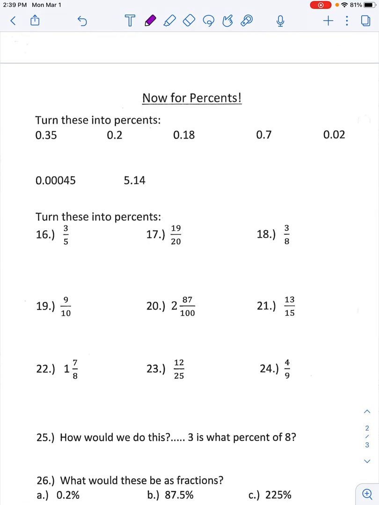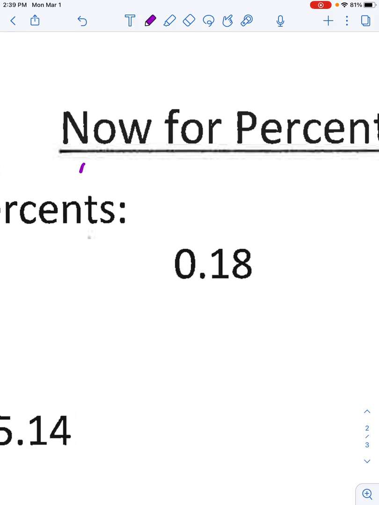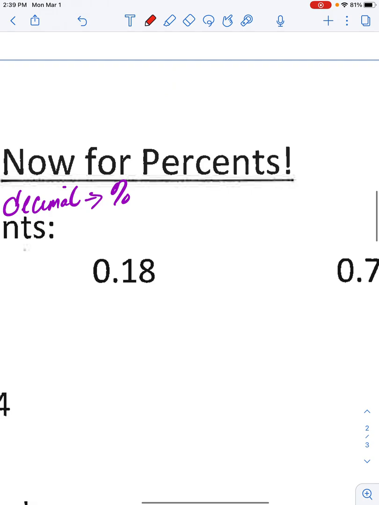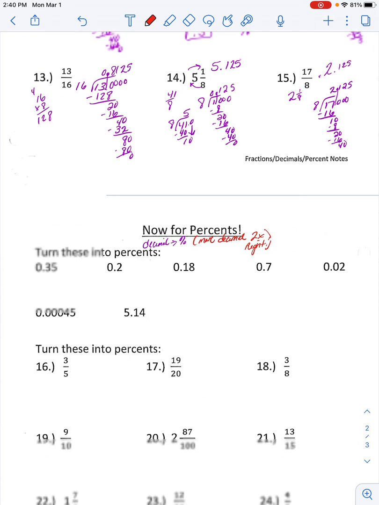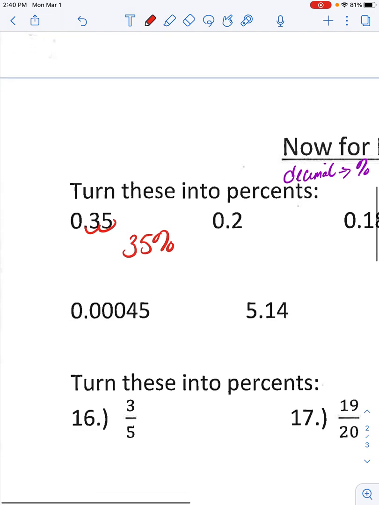Now we want to go from decimals to percents. There is a cheat sheet on this one. Here's a tip. To go from a decimal, write this in your notes, to a percent. I'm going to write it in red. The trick is to move the decimal 2 times to the right. So this says 35 hundredths, move it twice to the right, that's 35%.